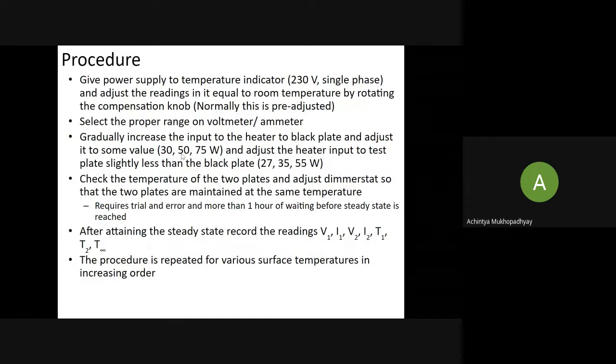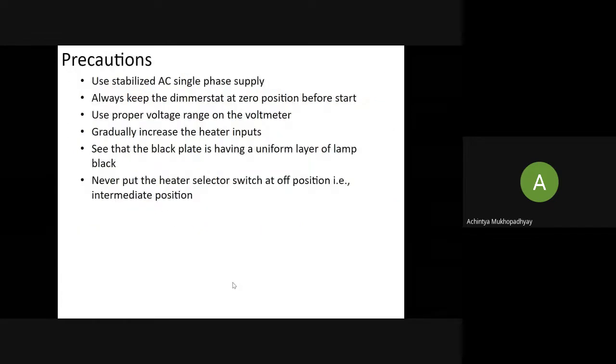So when you change the power from 30 to 45, it will definitely take some time to reach steady state, but it will take much less time compared to what it would have taken if you had directly changed from 0 to 45 watts. So you start with a lower value of power and gradually increase the power. Okay, sir. So this is the procedure. So now go to the next slide, please.